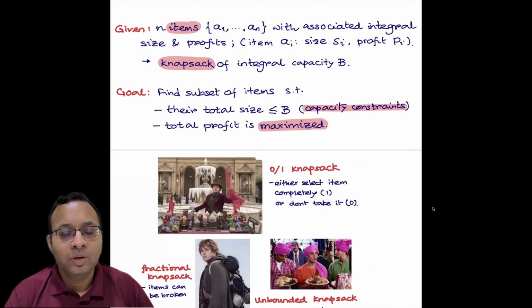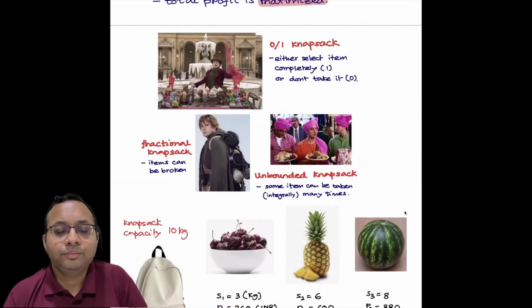Our goal is to find a subset of items such that two things are done. One, it should satisfy the capacity constraint: the total weight or total size should not cross B. I'll use size and weight interchangeably, and profit and value interchangeably. And subject to the constraint that they satisfy the capacity, I want to maximize the profit. Now there are several variants. We'll study three variants. So let's take three examples.